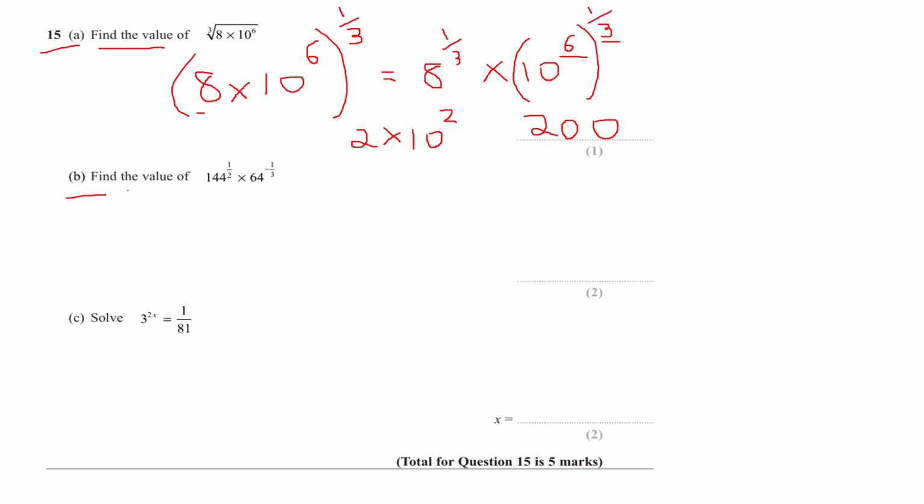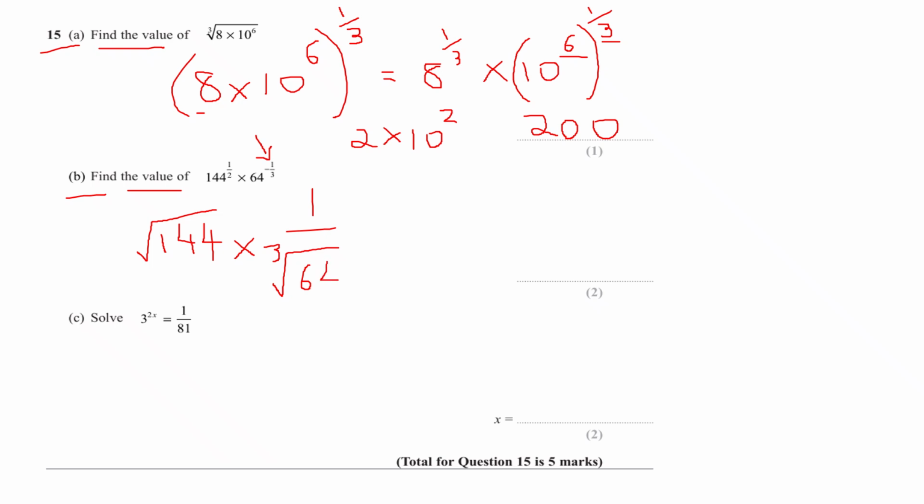Part B, find the value of 144 to the power of a half times by 64 to the power minus a third. So power of a half means a square root. So I'm going to have the square root of 144 multiplied by, now 64 to the minus third, the negative index or negative power makes it 1 over. So I'm going to have 1 over the cube root of 64, because obviously power of a third is the cube root.